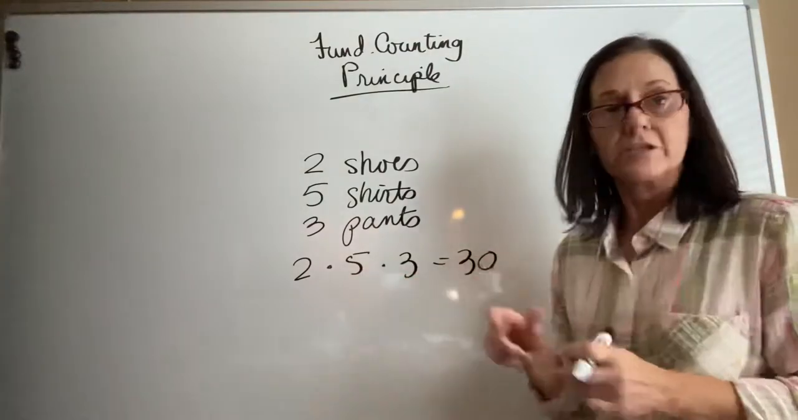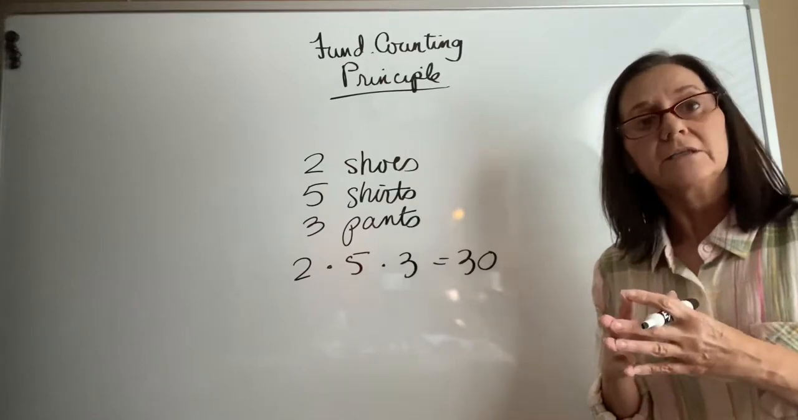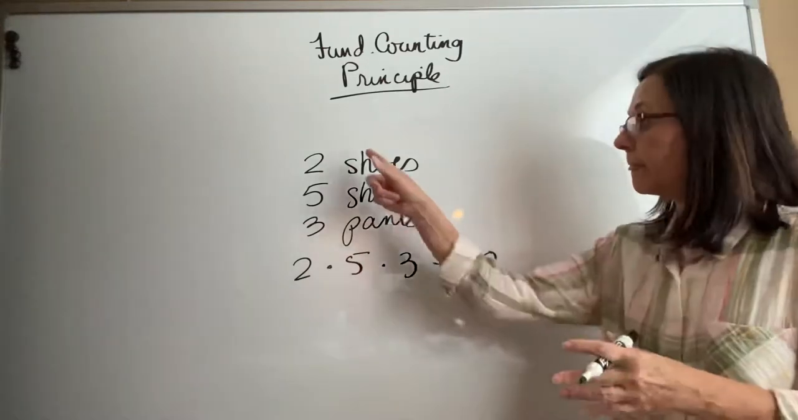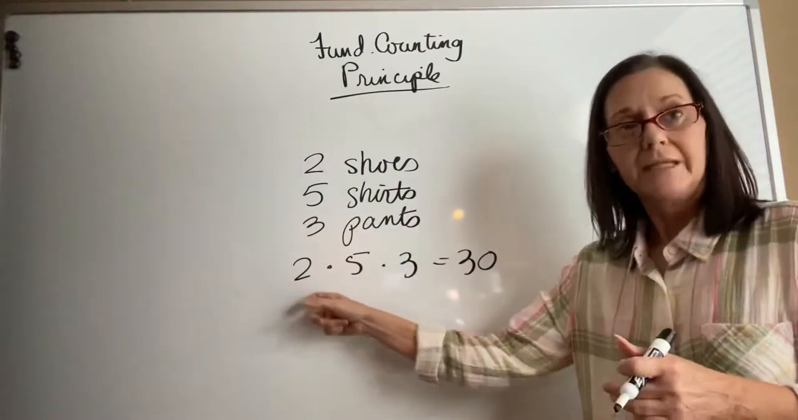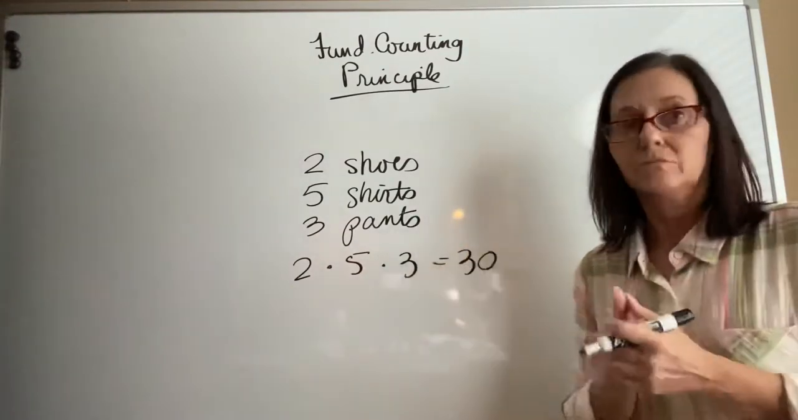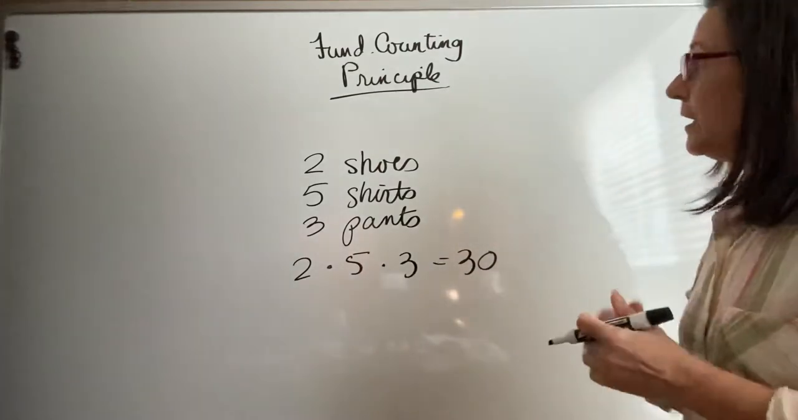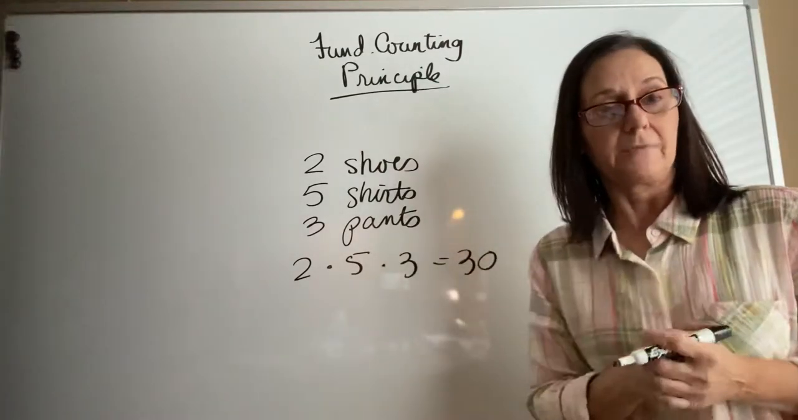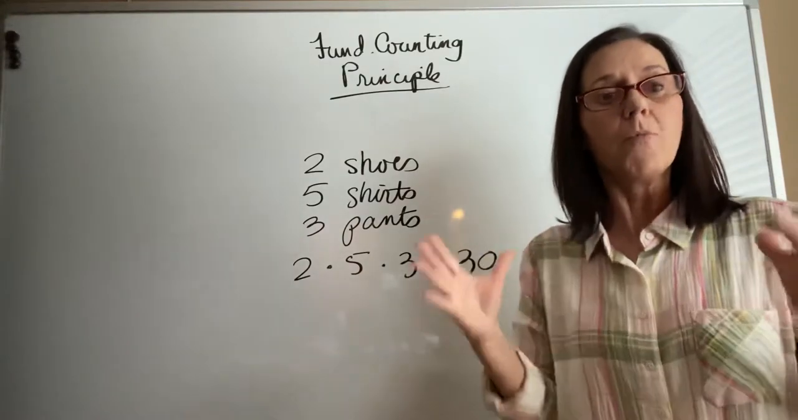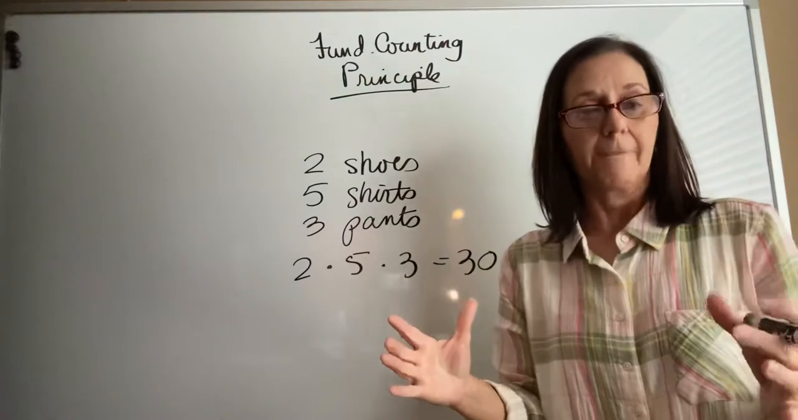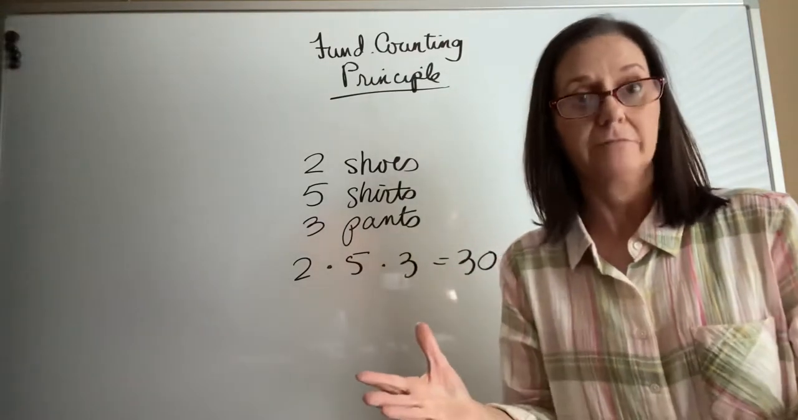10 times 3 is 30. 30 different outfits that I can make with this many items. It's like P times Q times R or S, right? Okay? I use the fundamental counting principle to calculate the total possible outcomes in probability. This is going to be my denominator, okay?